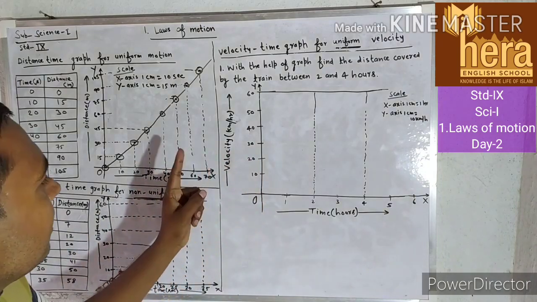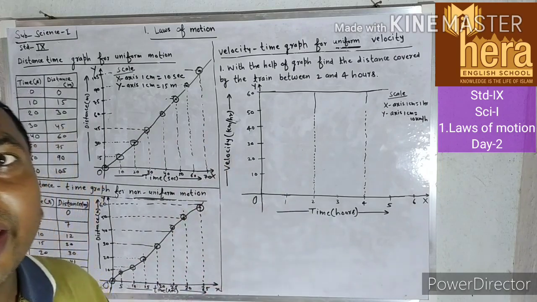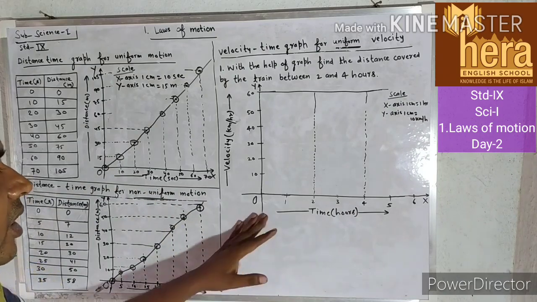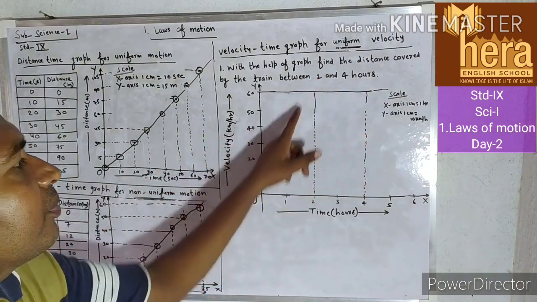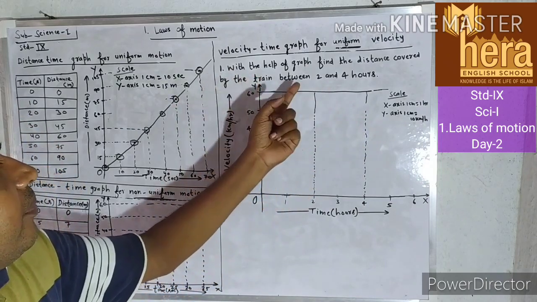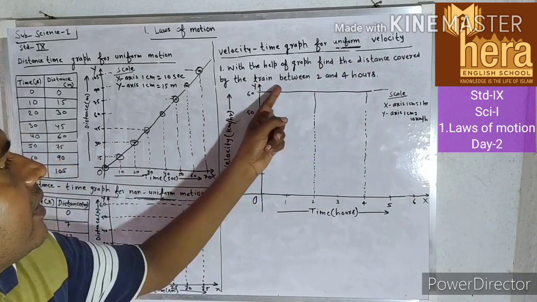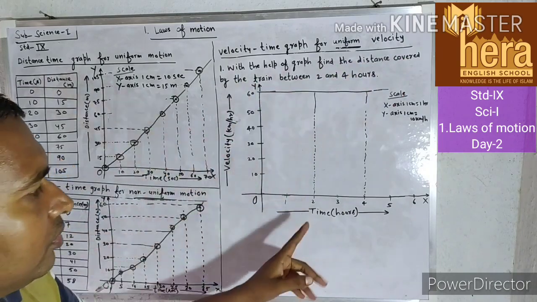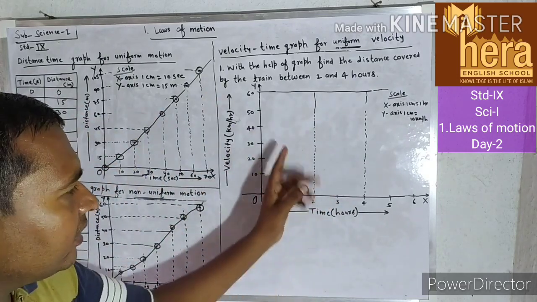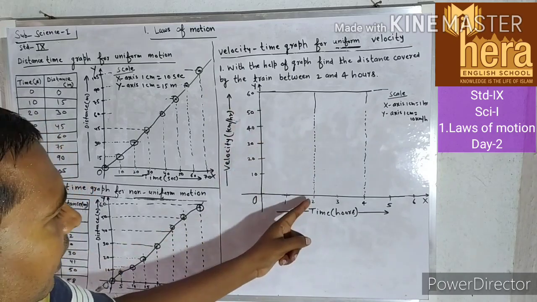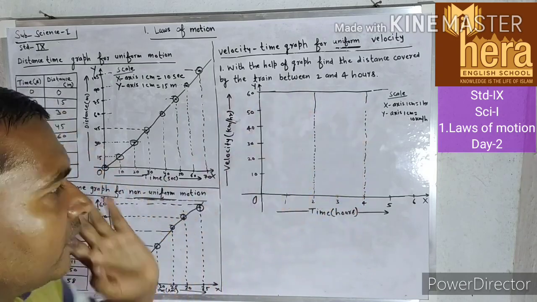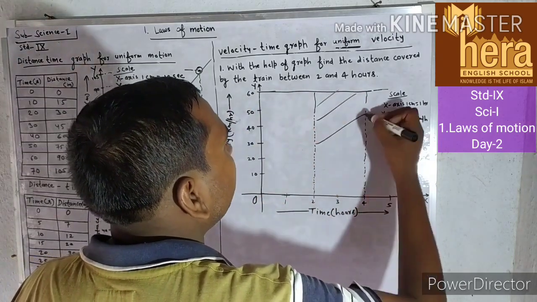So listen. In velocity time graph, if you have to find the distance, then what you have to do? You have to find the corresponding area. In these questions, we have to find the distance covered by the train between 2 and 4 hours. So what I did, I plot a perpendicular line from 2 and from 4. So this area you have to find.